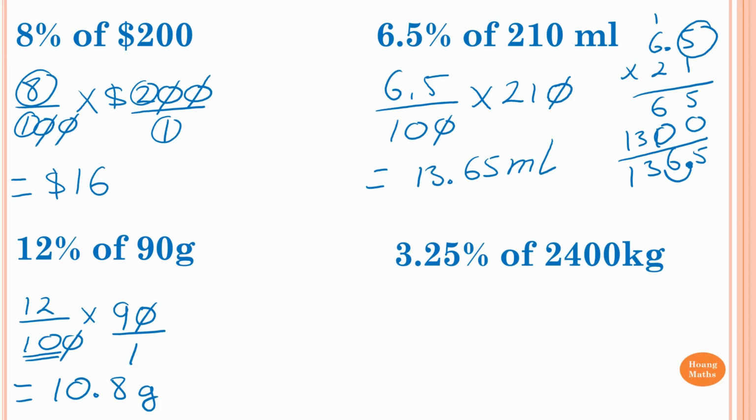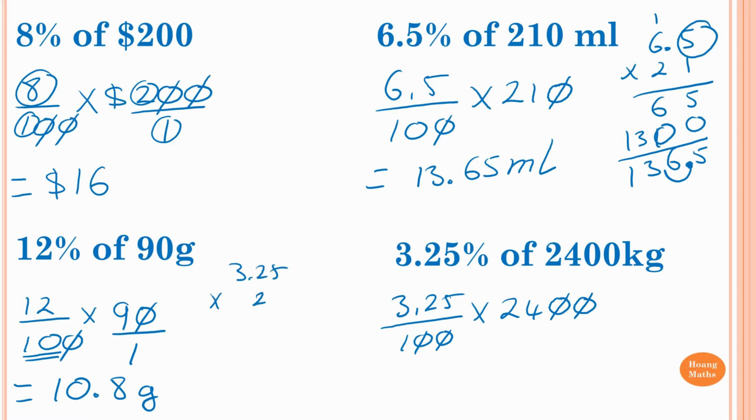3.25% of 2,400 kilograms. So 3.25% means 3.25 over 100 times 2400. Okay, so what we do, we just cancel these 0s. So we are left with 3.25 times 24. So I just write in here 3.25 times 24. We ignore the decimal point, so treat that as 325 times 24.